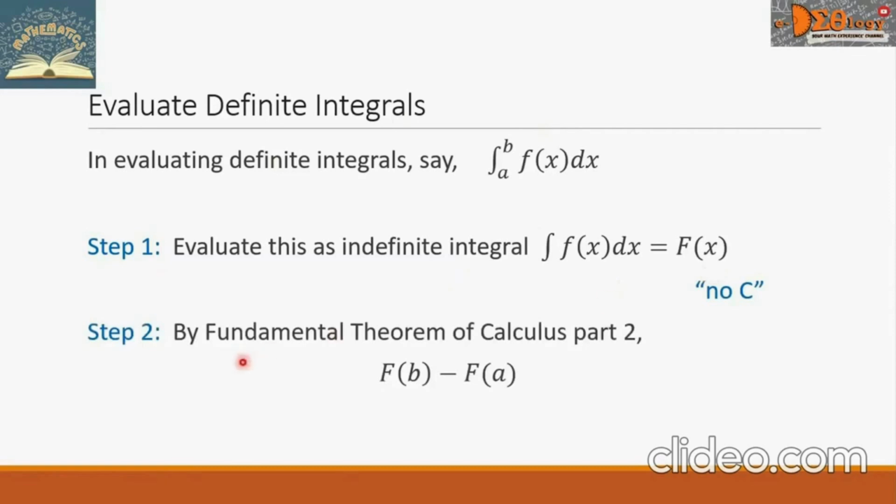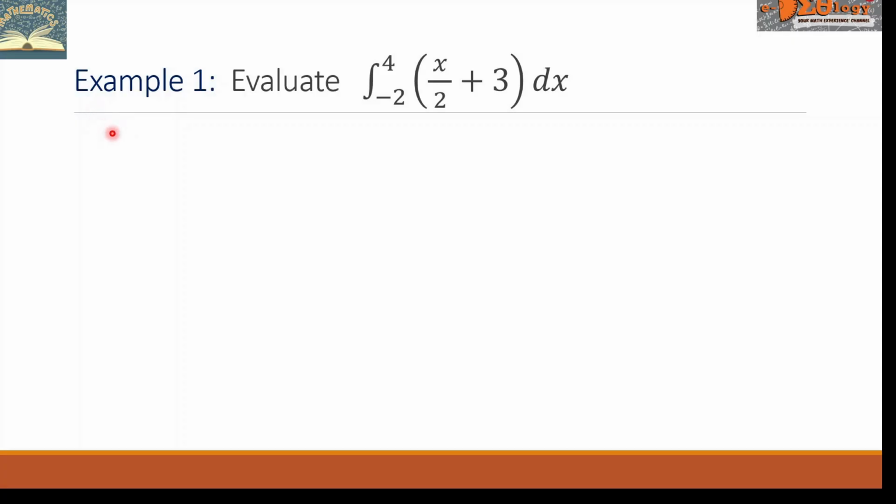Step 2 is, by the fundamental theorem of calculus part 2, we evaluate this function capital F of x with respect to the limits of integration. So we have F of b minus F of a. Example 1: evaluate the integral from -2 up to 4 of the function x over 2 plus 3 dx.